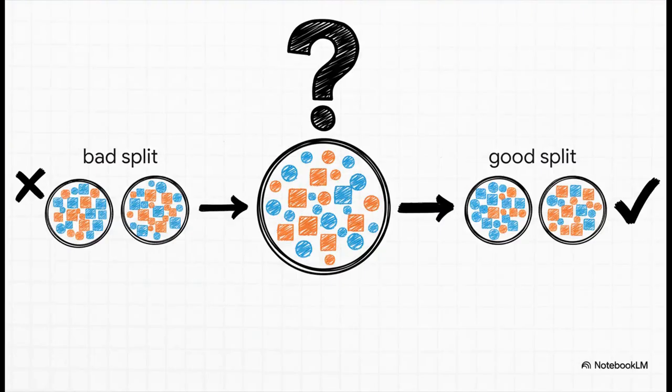Okay, so how does the machine choose which questions to ask? This is the most important part. Imagine all our data is just a big jumble of orange squares and blue circles. A bad question, a bad split, leaves them all mixed up. But a good split separates them into groups that are as pure as possible, right? With mostly blues on one side and mostly oranges on the other. The algorithm's entire job is to find the one question that creates the purest possible groups at every single step.